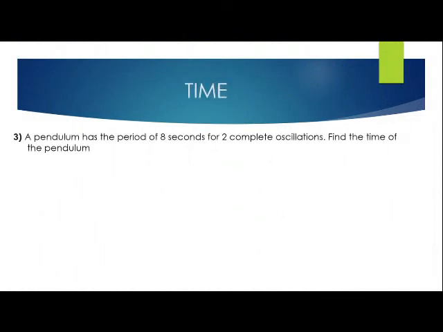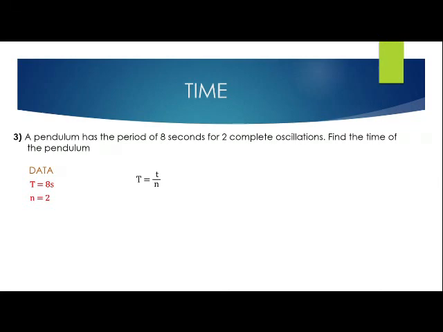Example 3. A pendulum has the period of 8 seconds for 2 complete oscillations. Find the time of the pendulum. So first we collect our data. We've been given our period, which is 8 seconds, and our number of oscillations that are complete, which is 2. Then we write our formula and see what we don't have. So we've got our period and our number of oscillations, but we do not have t.